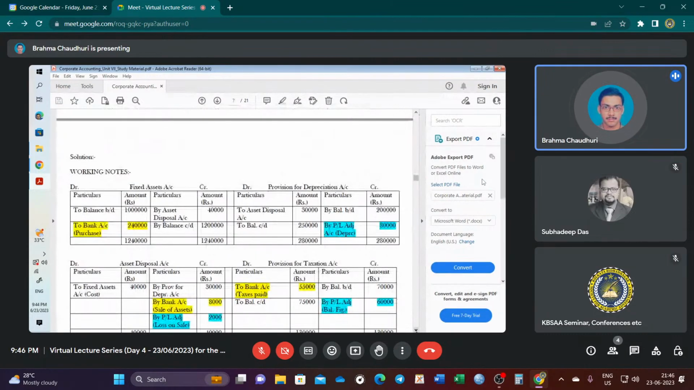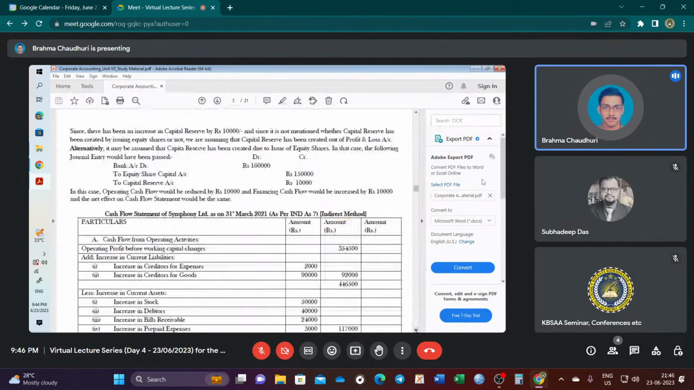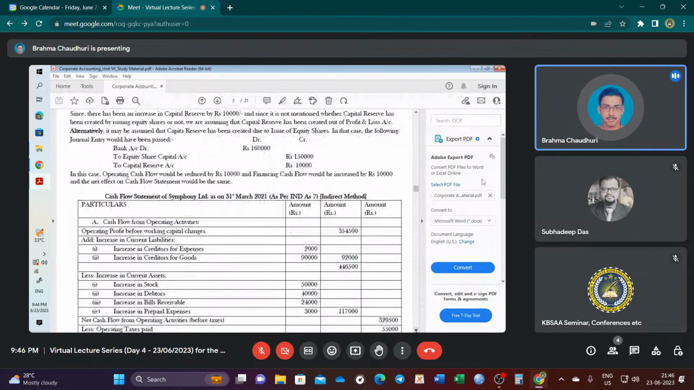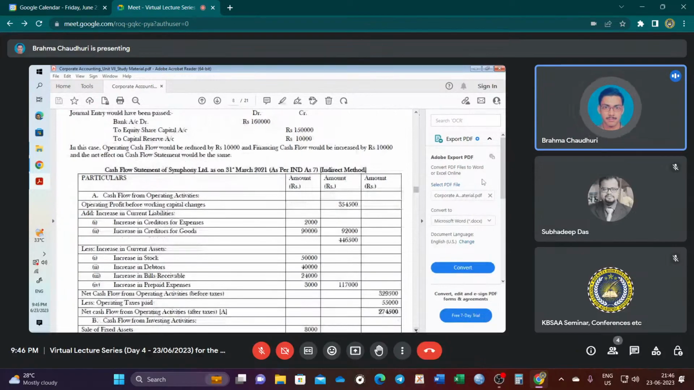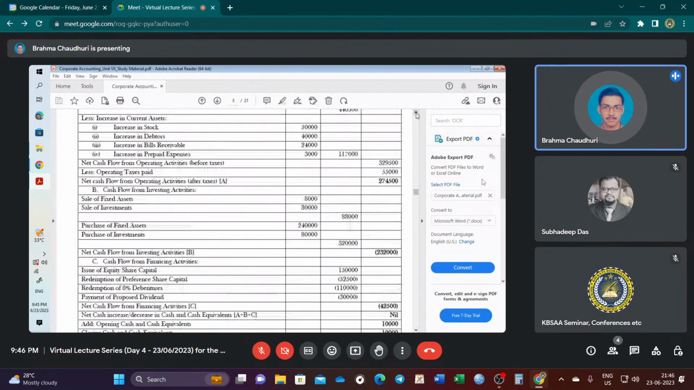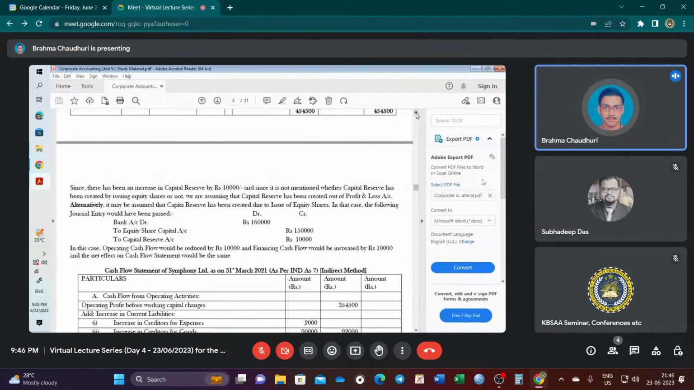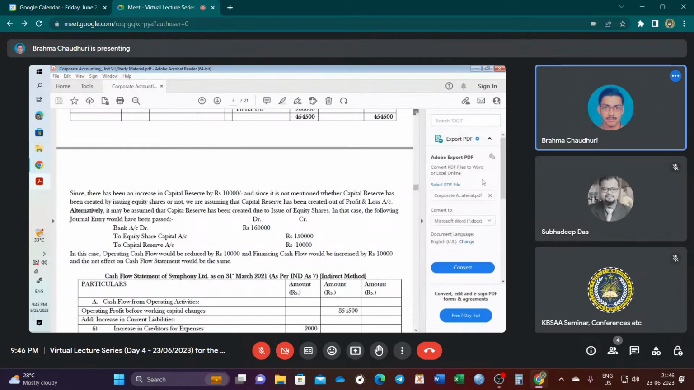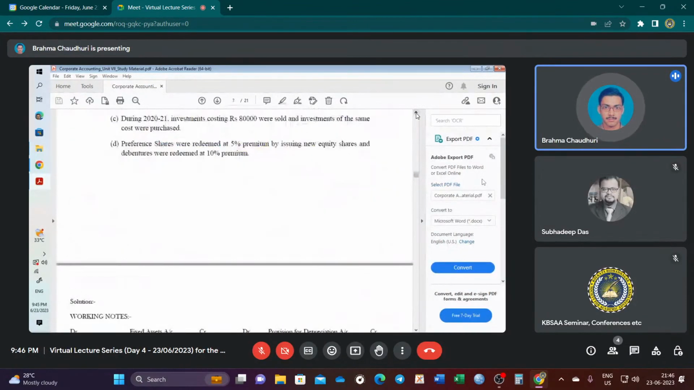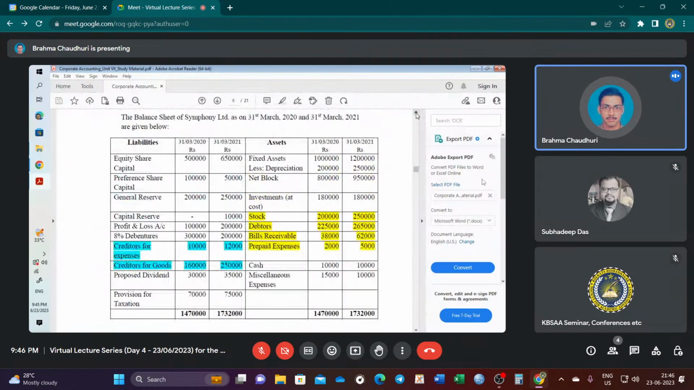These are the various working notes which we have prepared, and after that we have also passed the journal entry for the issue of equity share, and then we will prepare the cash flow statement. So first of all, let us focus on the journal entry. That means there has been an issue of equity share and there is also a capital reserve of 10,000. By analyzing the problem, we will find that there was a redemption of preference share capital and redemption of debenture.